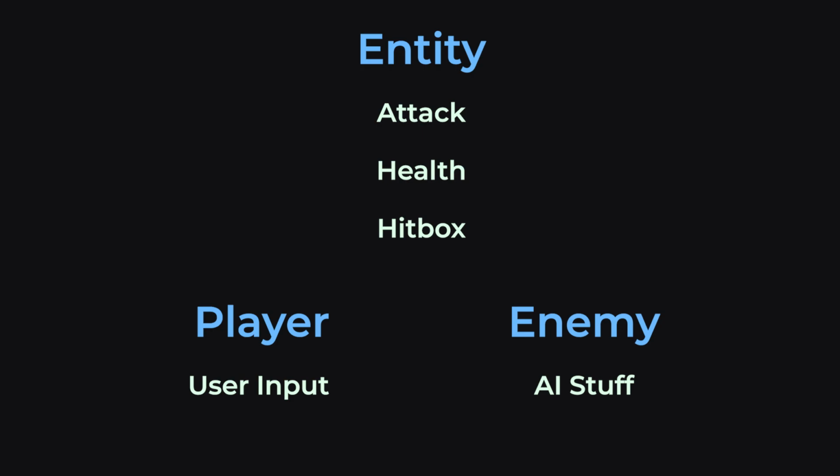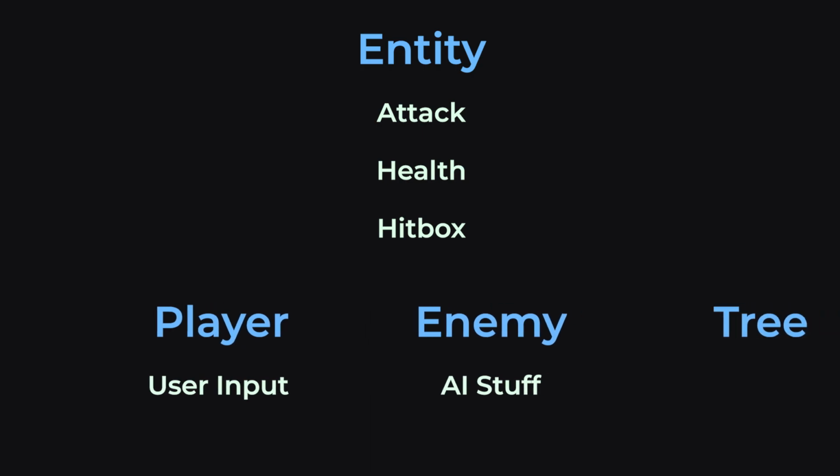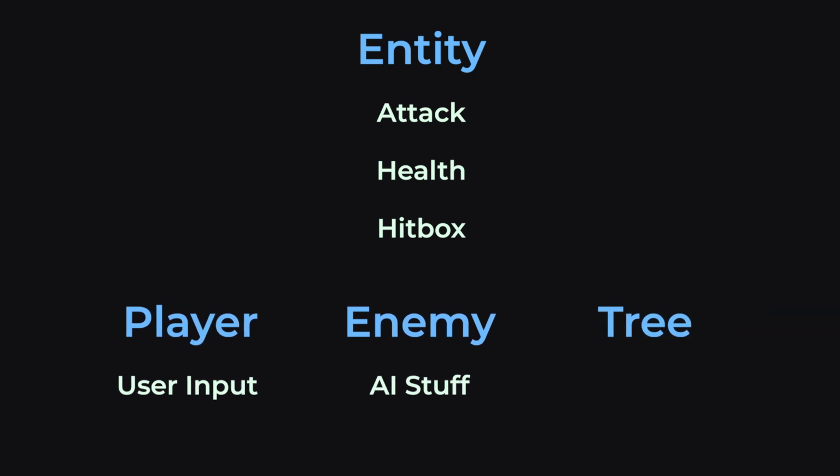But let's bring in another object. Let's say we have a tree, and similar to the player and enemy, the tree can take damage. So we can extend entity, but this causes a small problem. While we do have the health and the hitbox, now we also have the ability to attack, which we probably don't want from a tree. There's also a more potent underlying issue.